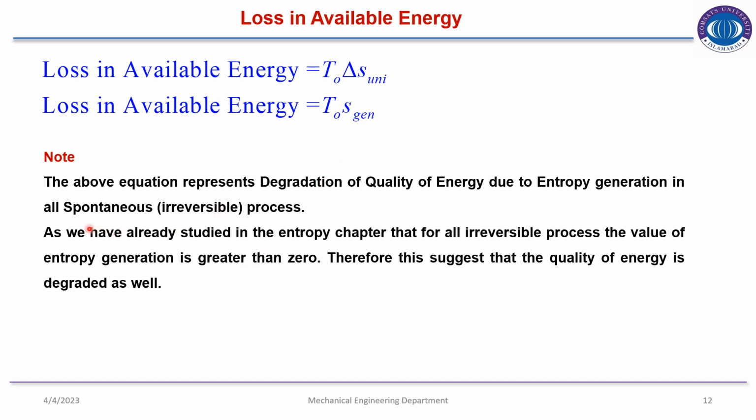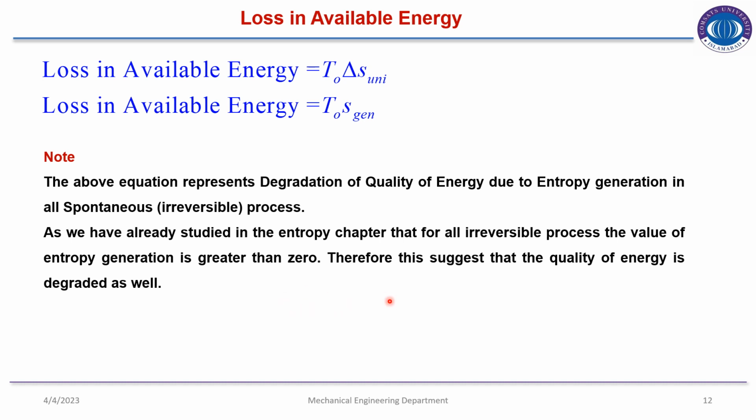But if you are talking about the spontaneous process, then the spontaneous process is irreversible. For example, the transfer of heat from high temperature to low temperature is a spontaneous process. You cannot transfer heat from low to high temperature unless you supply work. To transfer heat from high temperature to low temperature, you don't have to supply any work, and the heat will spontaneously transfer from high temperature to low temperature, and it is an irreversible process.